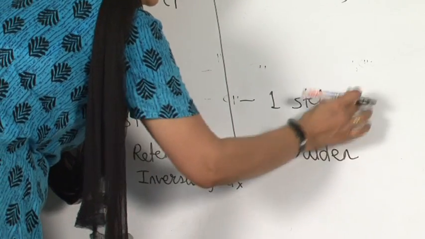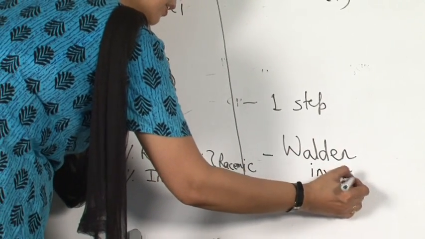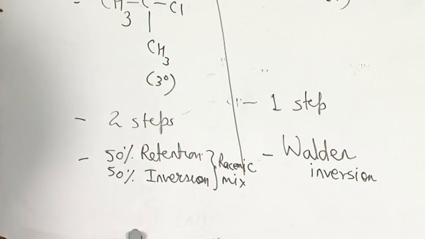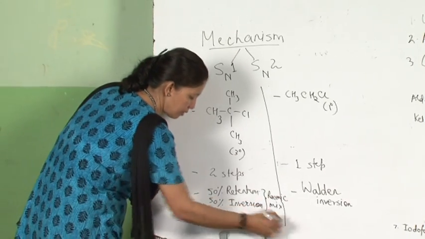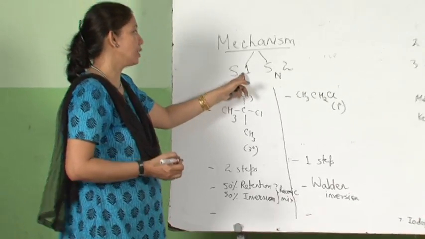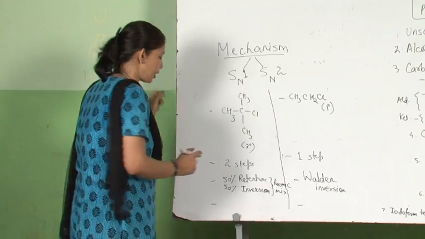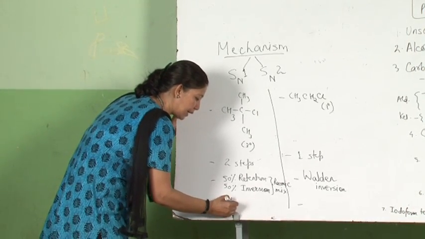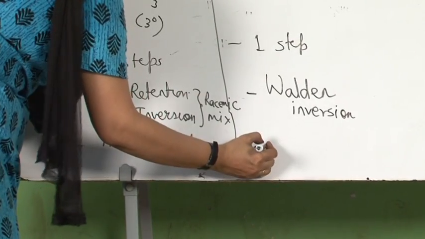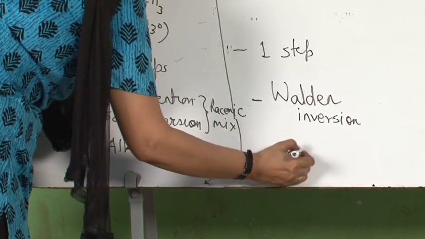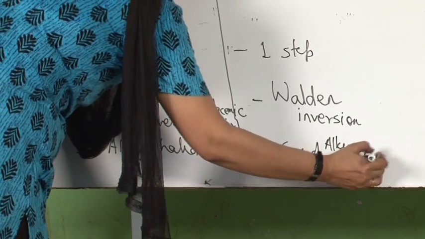Walden word is not mentioned in the textbook. If you don't remember, don't write it down. You can write down the word as just inversion. In this case, I am just putting one of the differences here now. Here I am writing as 1, I am writing here as 2. In this case, the kinetics of the reaction depends upon the concentration of the alkyl halide only. Whereas in this case, the kinetics of the reaction depends upon both the concentration of alkyl halide as well as the nucleophile.